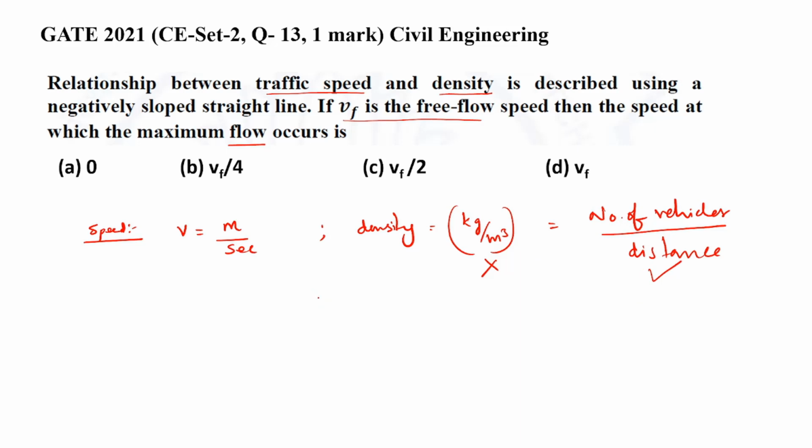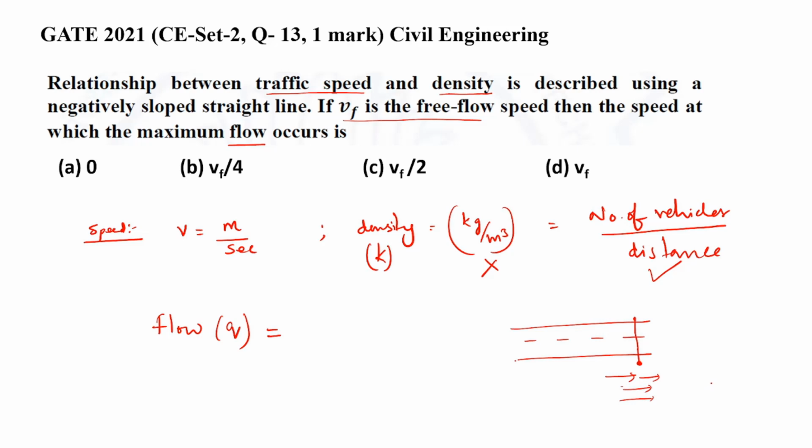So that's in transportation engineering. Now another thing is flow. Density is denoted by K. Flow is denoted by Q. It's the number of vehicles which cross a particular point on the road. Number of vehicles which are passing this particular point within a particular time.